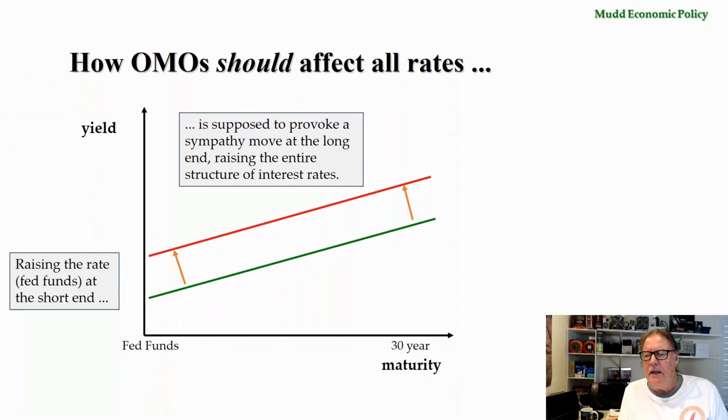So they're thinking that if they raise, for example, the federal funds rate at the short end, then as it says here, this is supposed to evoke or provoke a sympathy move or a competitive move at the long end, raising the entire structure of interest rates. Now, to some extent this works, and to other extent it doesn't work. It kind of works a little bit. As we said, interest rates rise and fall together, but the more distant the type of rate from the federal funds rate and from treasury rates, the less likely this activity is to have an effect upon that rate.